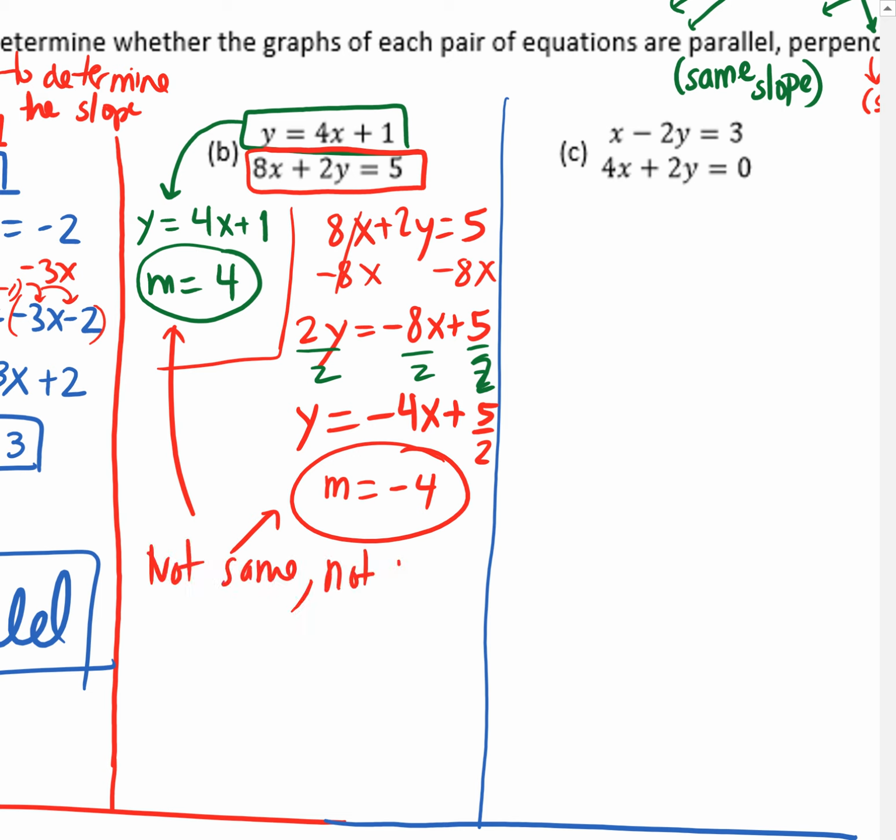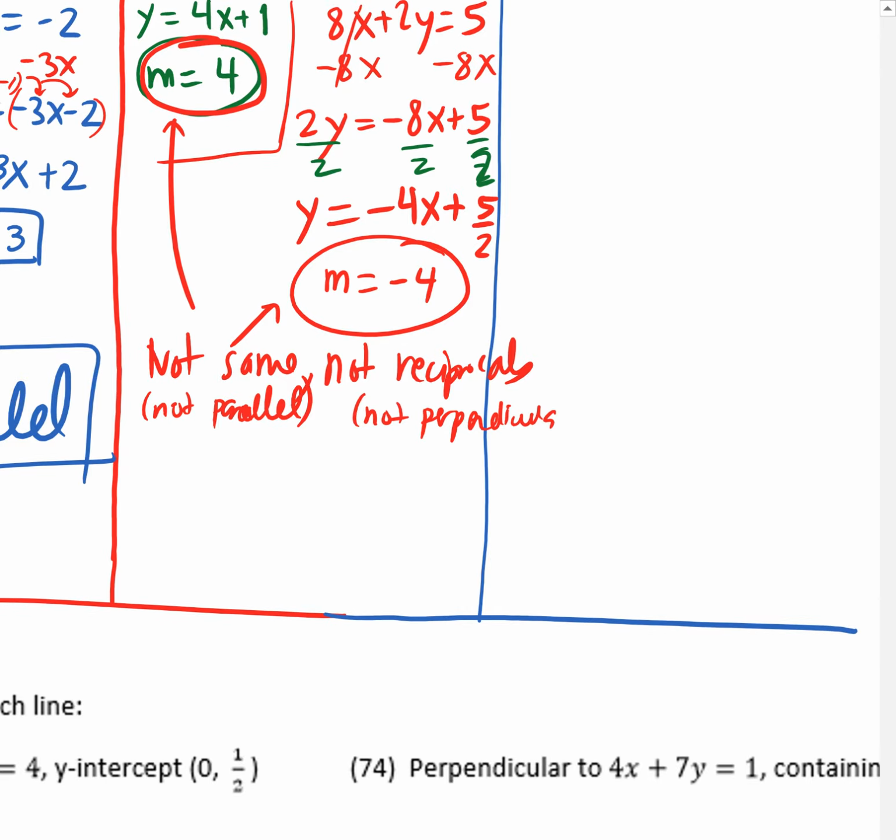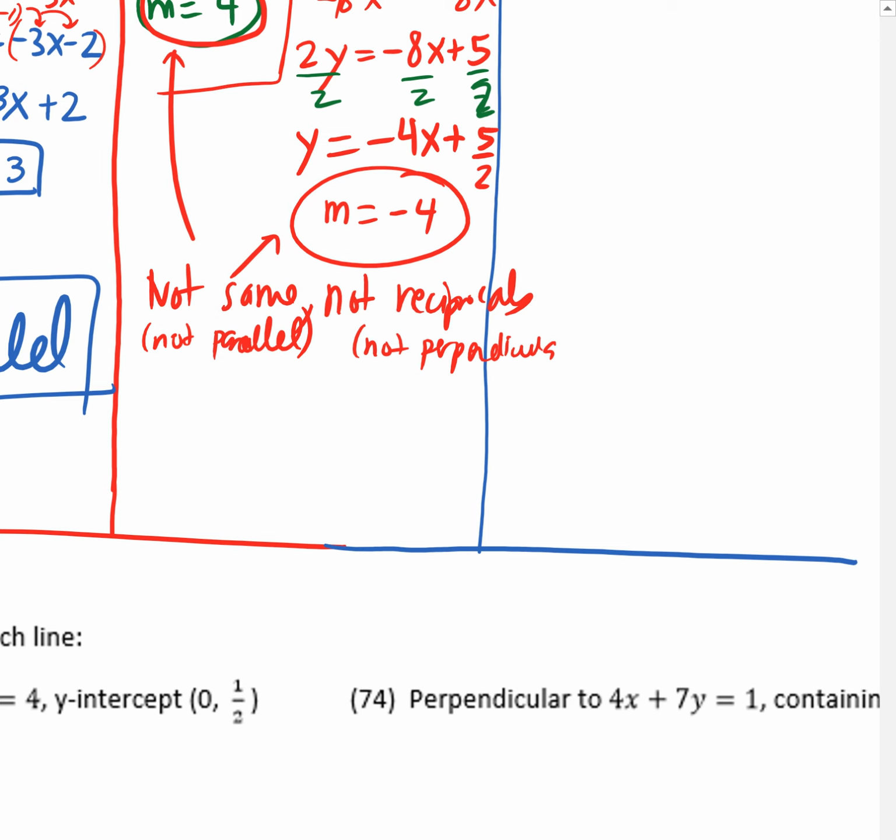But they're also not reciprocals. So since they're not the same, that means they're not parallel. They're not reciprocals, that means they're not perpendicular. Because if they were perpendicular, then, like if this guy's slope was 4, the other guy's would be negative 1 over 4. These aren't reciprocals though, 4 and negative 4. They're opposite signs, yeah, but perpendicular not only requires opposite signs, it also requires one to be a whole number or some kind of fraction, and the other one to be the reciprocal. So this would be neither.